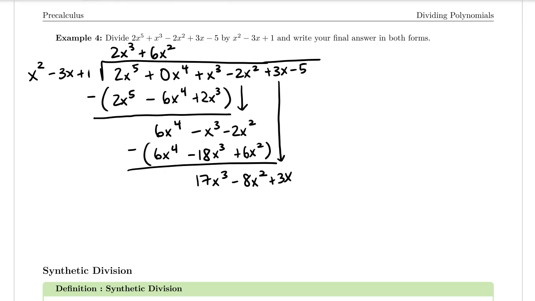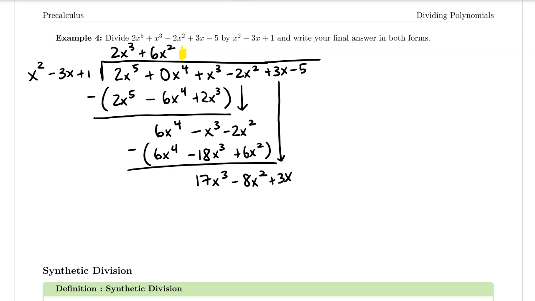Do I need to stop at this point? Well, the thing that I'm left with, 17x cubed minus 8x squared plus 3x, has a degree of 3, or is a cubic polynomial. Our original divisor has a degree of 2, so since what we have as remaining is not less than the degree of the divisor, we keep going. So now I want to know, what can I multiply to x squared that's going to give me 17x cubed?